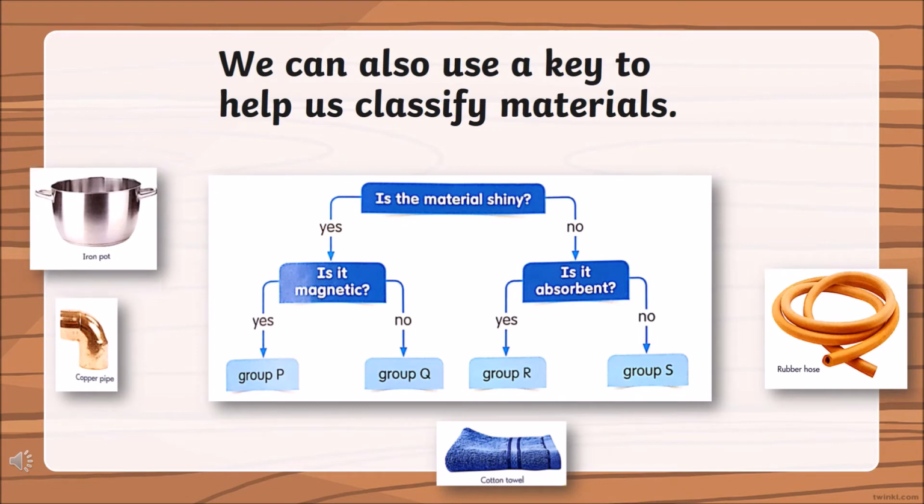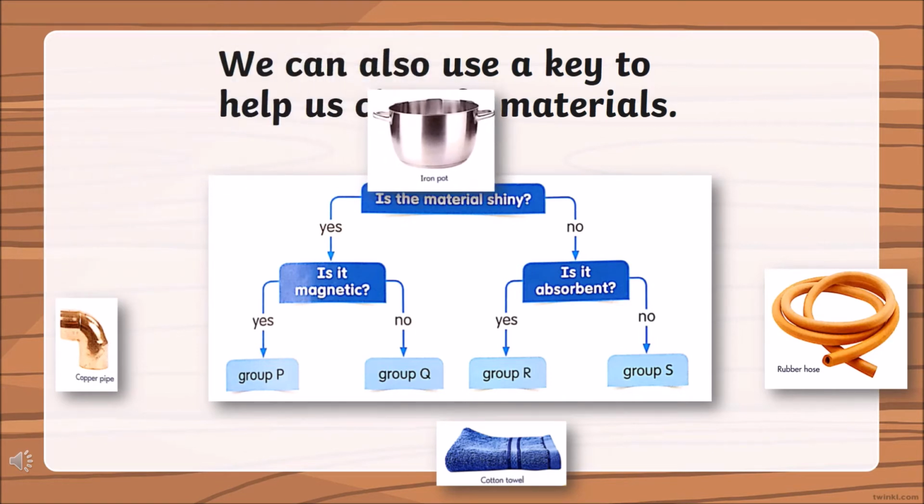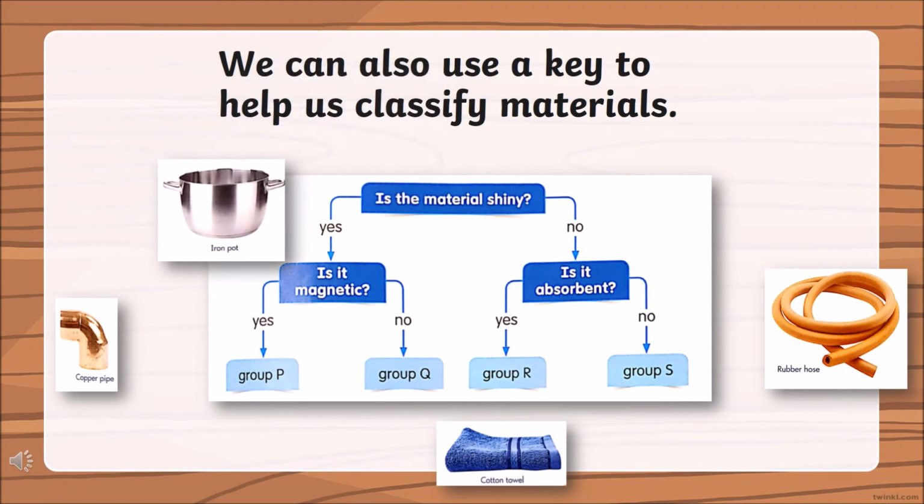Let's have a look at the iron pot. Is the material shiny? Yes, it is. We're going to take it to the left. And then is it magnetic? It's iron, so yes it is, group P.